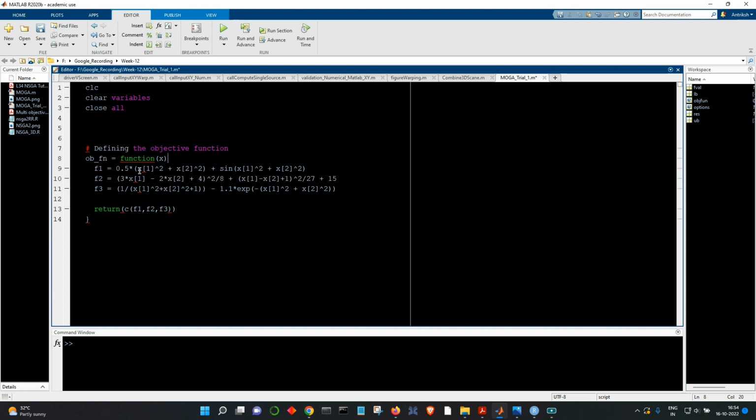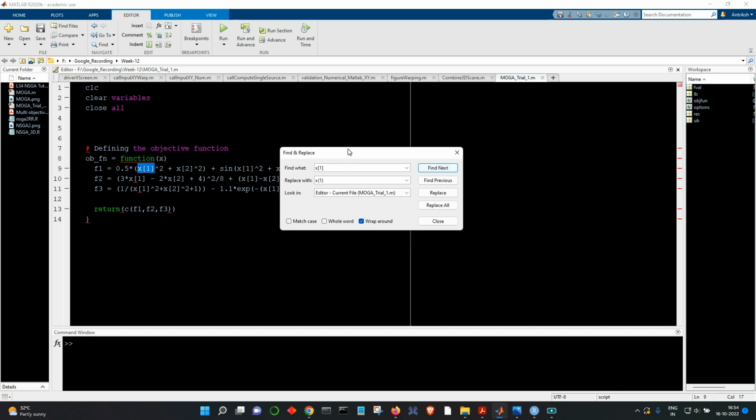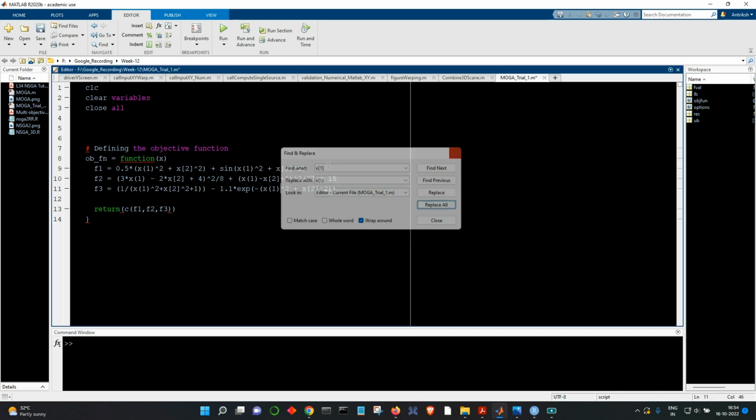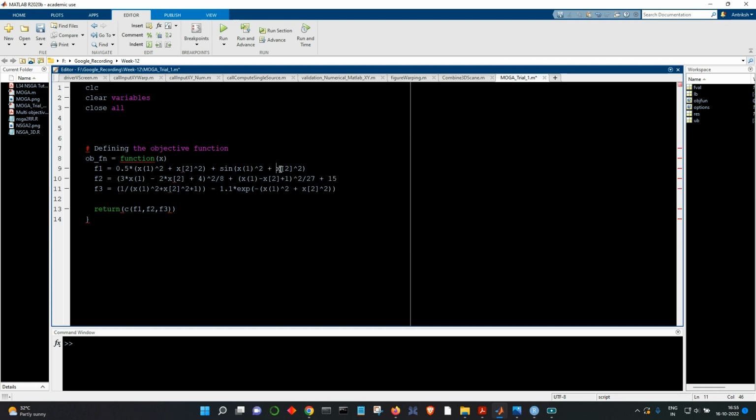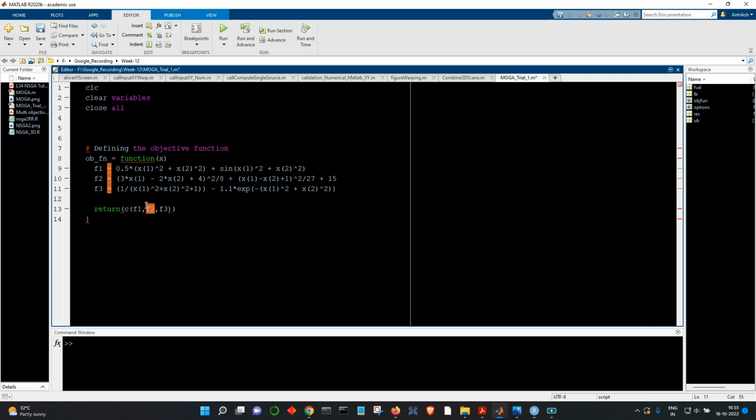So in this, what we do is we have x square bracket 1. So we do Control C to copy and Control F. Since in MATLAB we use normal brackets, not square brackets, we are going to replace x square 1 with x normal bracket 1, and replace all. So that error is gone. Same thing we are going to do with x square bracket 2 also, and replace all. So that's gone.